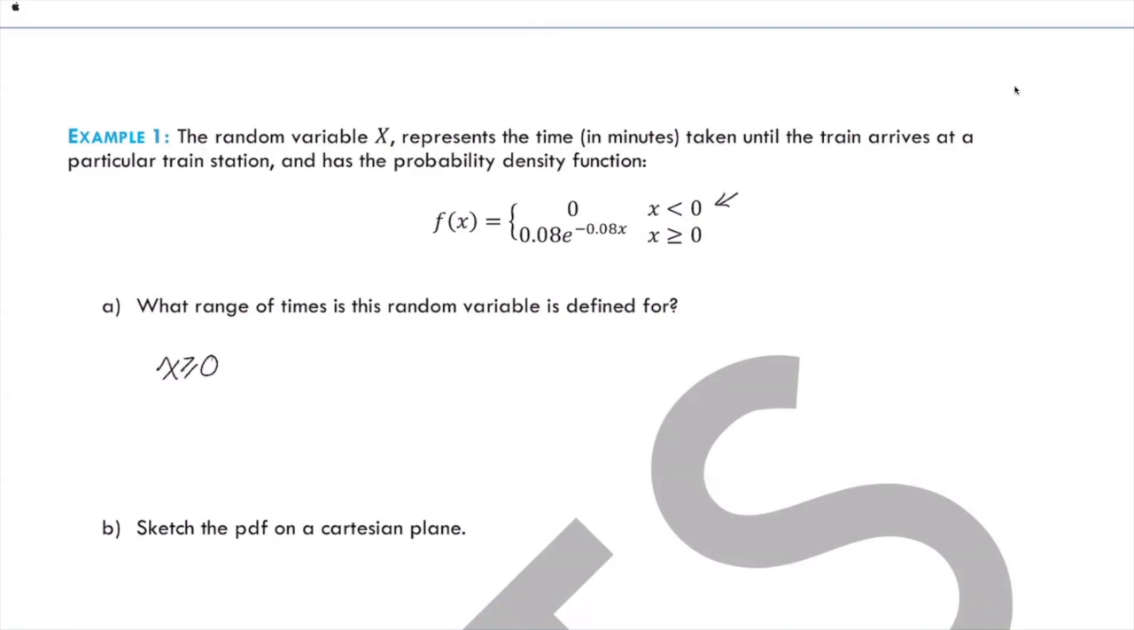Yeah. Right? So what we have is a function for when x is greater than or equal to 0. It's saying, what range of times can the train show up? Well, it can show up instantly right now and any time into the future. And technically, it can show up at an infinite bound, right? So for any times greater than or equal to 0 minutes.